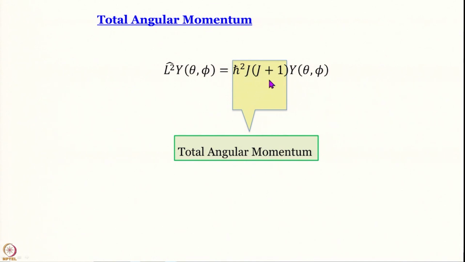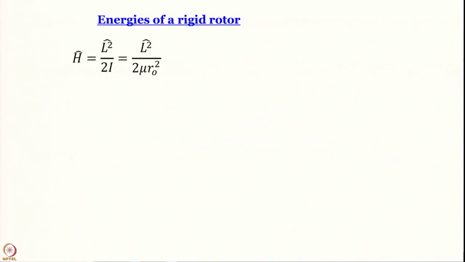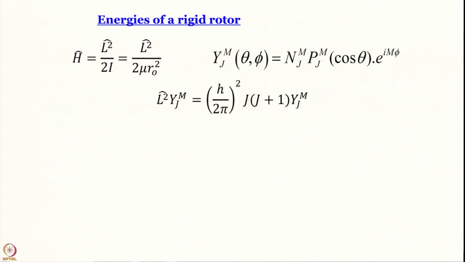How did we obtain the Hamiltonian? We obtained the Hamiltonian by dividing the square of the angular momentum operator by 2I. That 2I is essentially a constant for the molecule. So, I can very simply write that the Hamiltonian is L square by 2 mu r0 square. This is the wave function, and we know that L square operates on the wave function to give us h cross square, and I have written explicitly h by 2 pi square of that, multiplied by j into j plus 1. This is a Schrodinger equation.